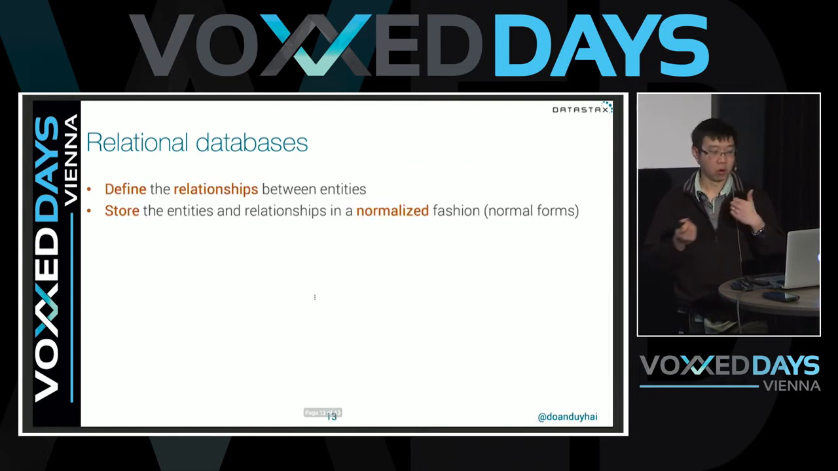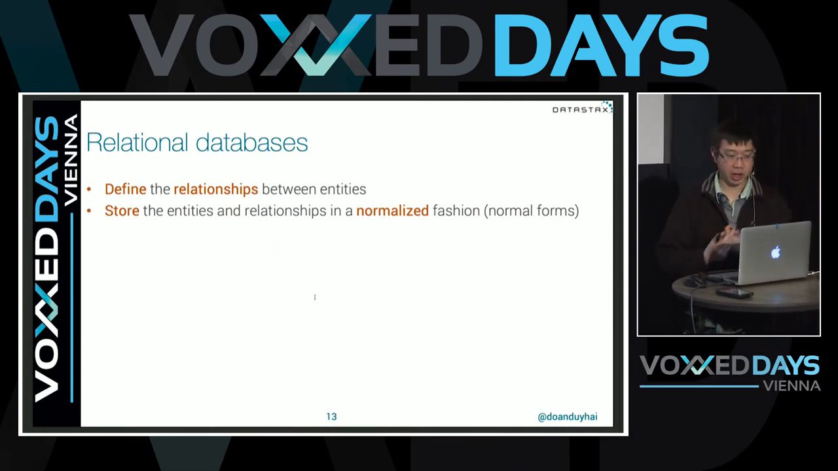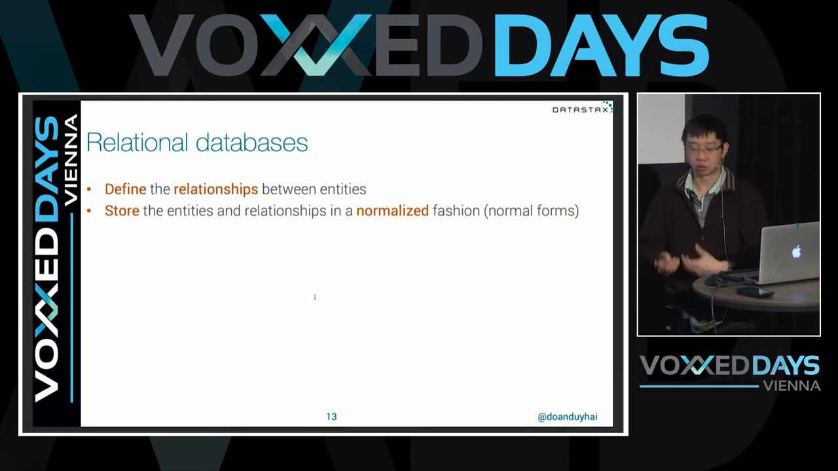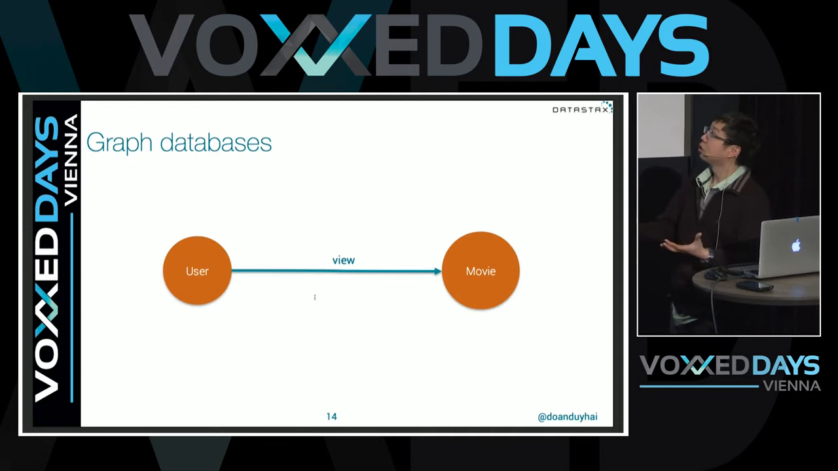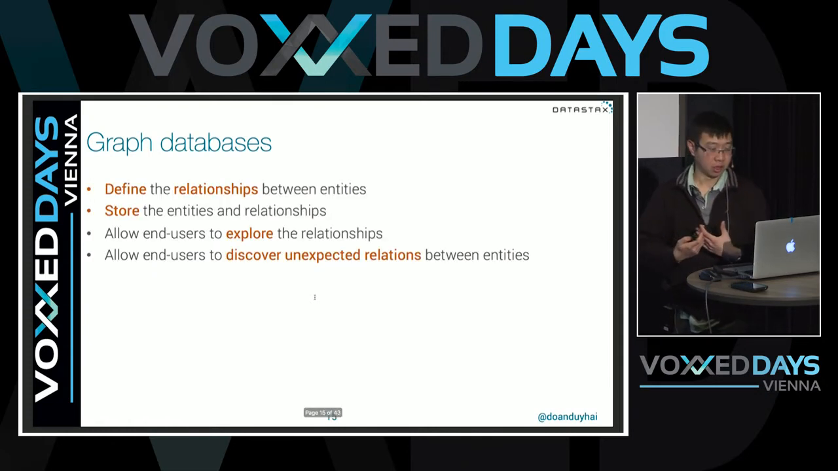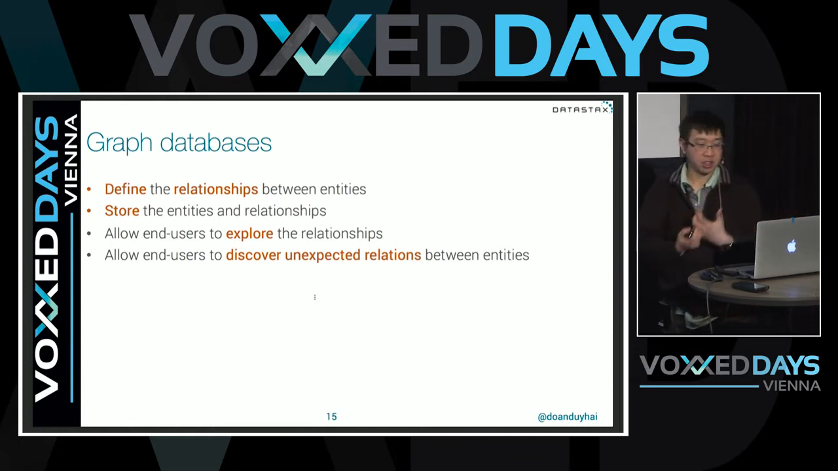Right. So in a relational database, you define relationships between entities, and you store the entities and the relationships in a normalized fashion, right? Join tables. With a graph database, we have this. You have a vertex user, you have a vertex movie, and you have an edge view which defines the relationship. Of course, in a graph database, we also store the entities and the relationships. But now you can explore your data, and you can also discover unexpected relations.